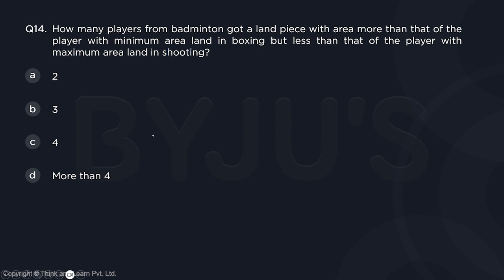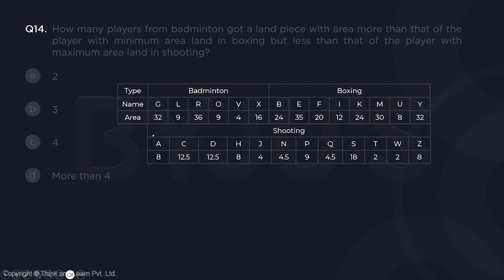Next question says: how many players from badminton got a land piece with area more than that of the minimum area land in boxing, but less than that of the player with maximum area land in shooting? Okay. So it should be more than the minimum area land in boxing. The minimum area land in boxing is 8. So it should be more than 8.